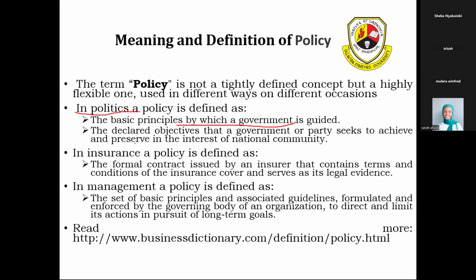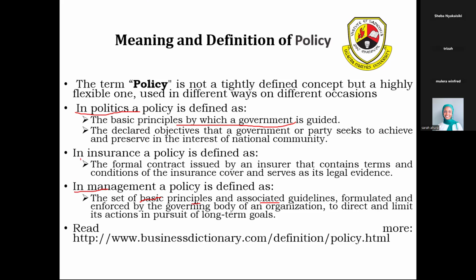What we find in government is quite similar to what we find in management. It is a set of basic principles and associated guidelines, enforced by a governing body. It gives direction, and it also limits your actions. The policy says this is what you can do and this is what you cannot do.